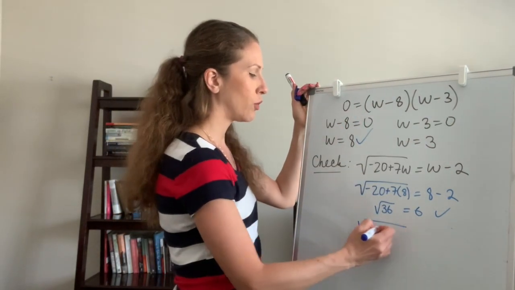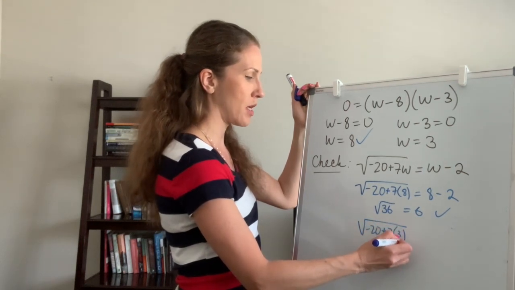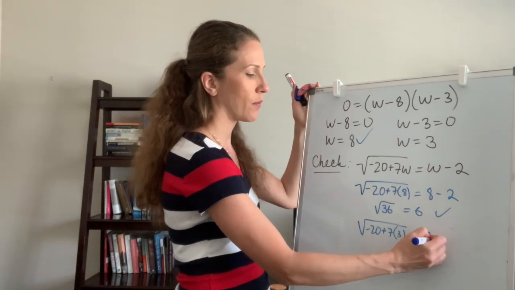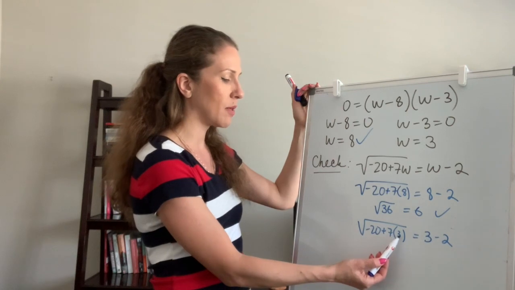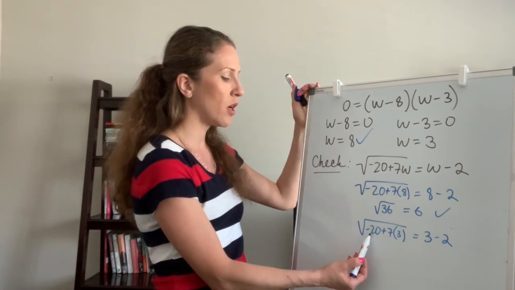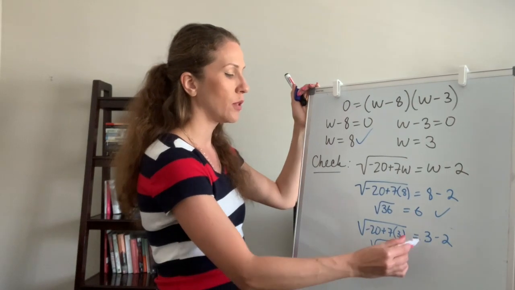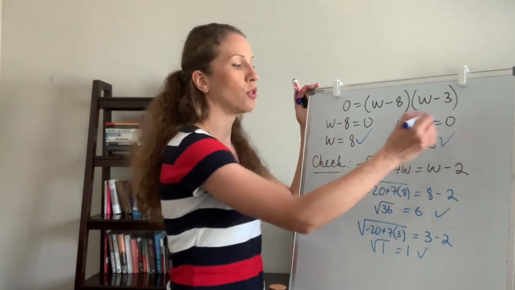The square root of negative 20 plus 7 times 3, remember w is now a 3, equals 3 minus 2. So here under the radical, I have 7 times 3, which is 21. 21 minus 20 is 1, so the square root of 1 equals 3 minus 2, which is 1. The square root of 1 is actually 1, so 3 is also our answer.